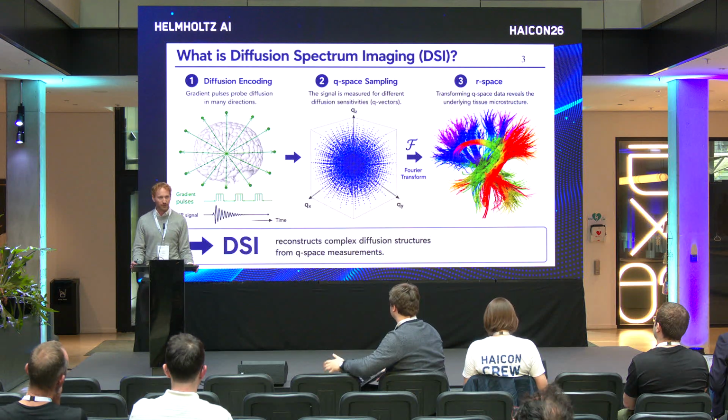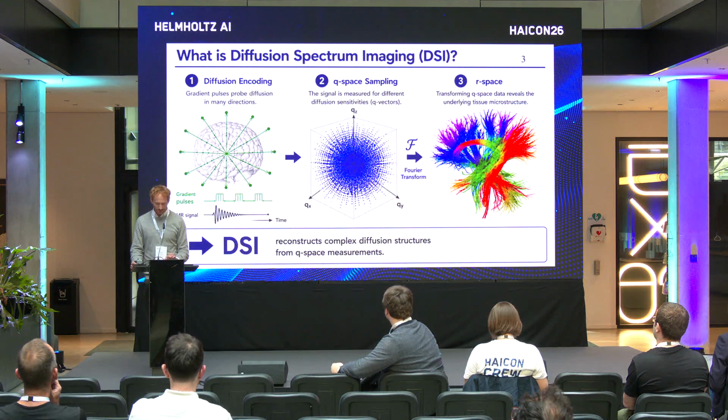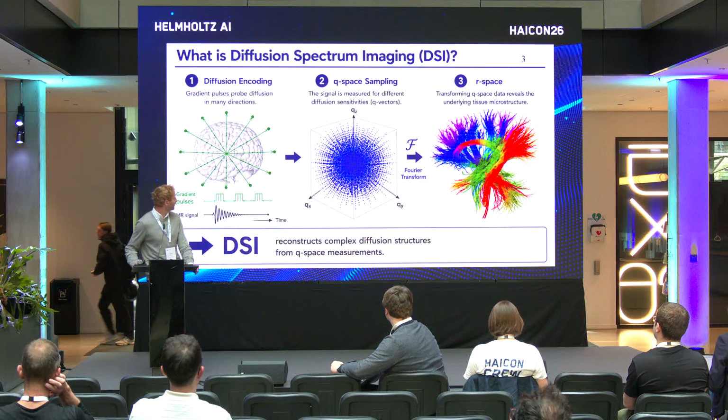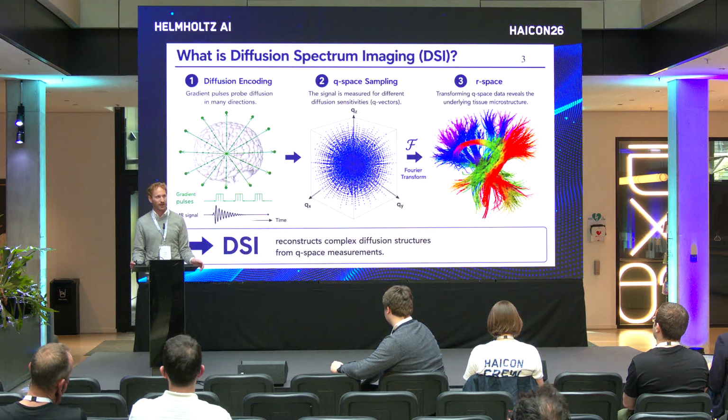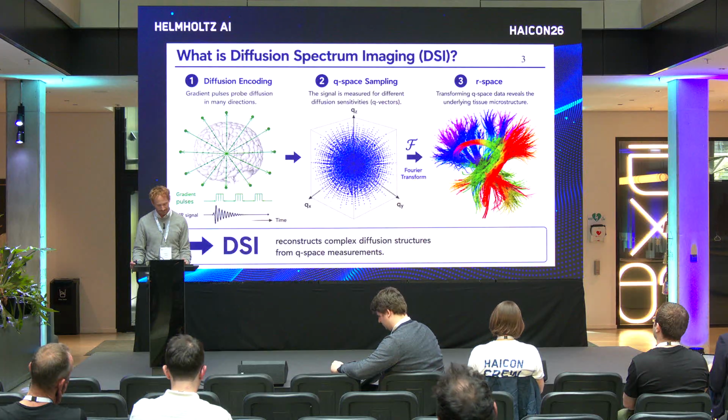By applying a Fourier transformation, the Q-space can be transformed into the diffusion domain known as R-space, and that could be used to construct complex fiber structure, for example.